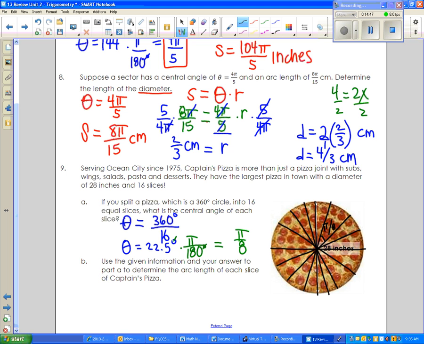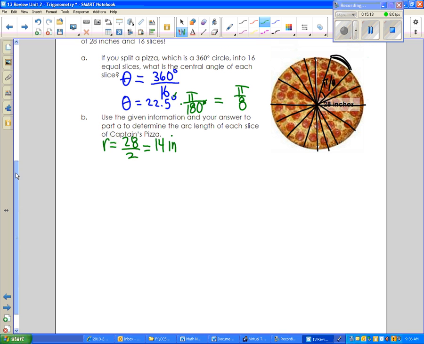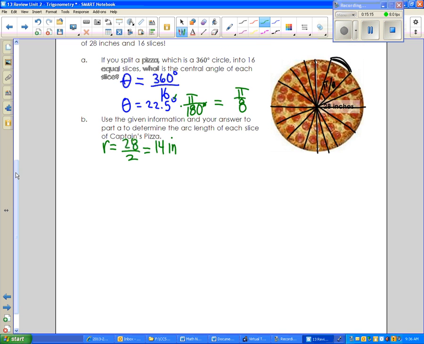And if you think about the formula we need to determine the arc length, the arc length is basically the length of the crust of this pizza. The only other measure I need would be the radius. So if I know that the diameter is 28, then the radius must be 28 over 2, or 14 inches. Let me scroll up a little bit more so we have some space. Okay, so now I have everything I need to find the arc length.